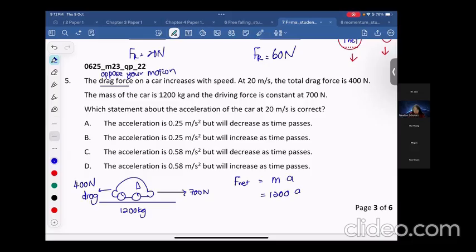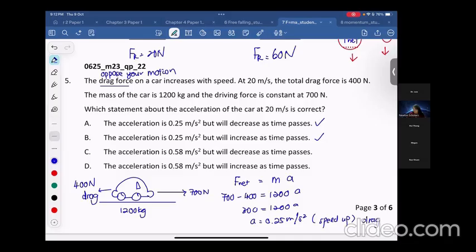Resultant force. So we're using 700 minus 400. We get 300 equals 1,200 a. Your acceleration should be 0.25 meter per second squared. So your only answer is A or B only. A or B only. So now we have to think, will acceleration increase or decrease as time passes? Accelerate means what? Speed up. Am I right? Accelerate meaning speeding up. When you speed up, what's going on?